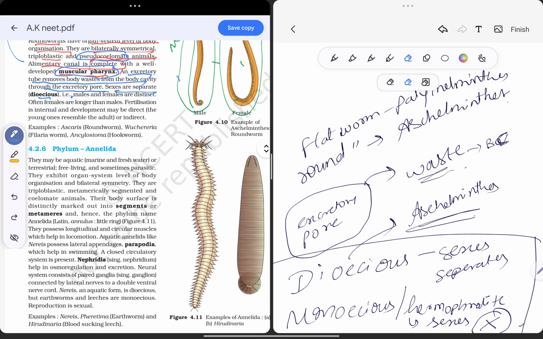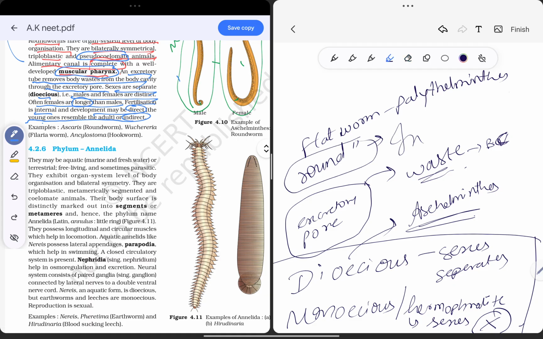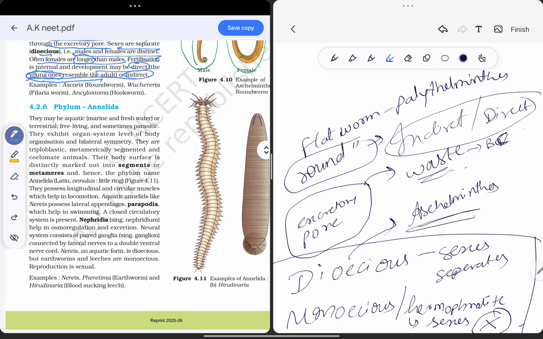Next, males and females are distinct. Often females are longer than males. That's what I told you before. Fertilization is internal. Development may be direct or indirect. In direct development, the young ones resemble the adult. It can be both direct and indirect development. For roundworms, Ascaris has both direct and indirect development. The young one resembling the adult is an important line. Examples: Ascaris, Wuchereria, and Ancylostoma.